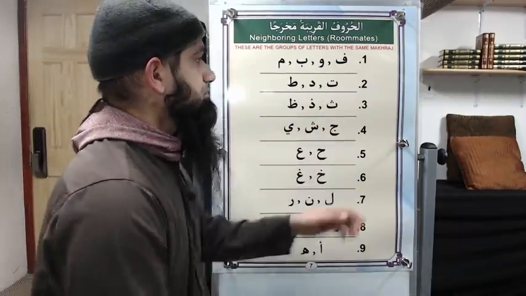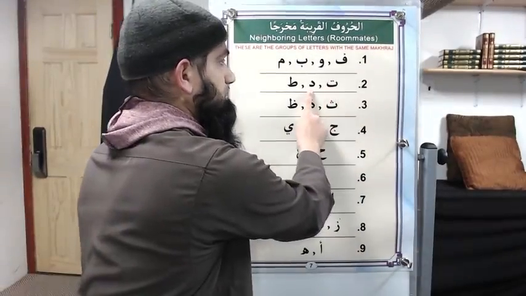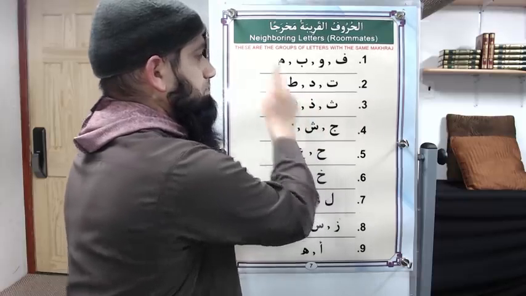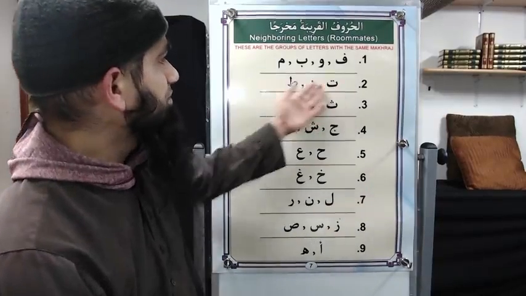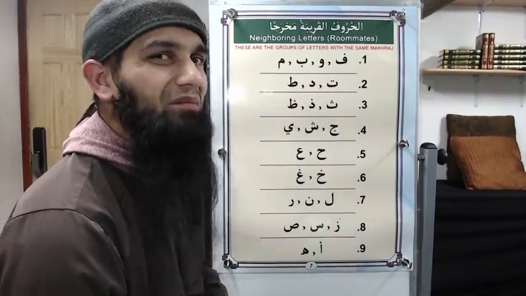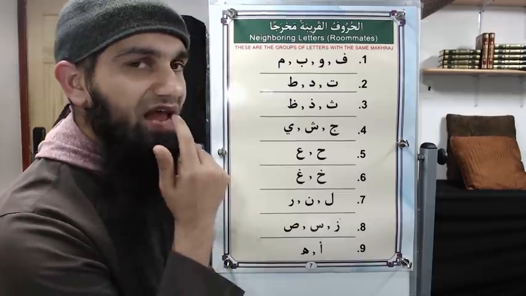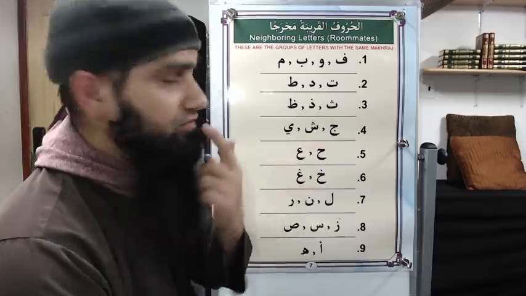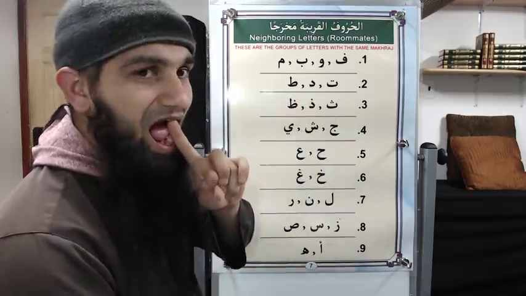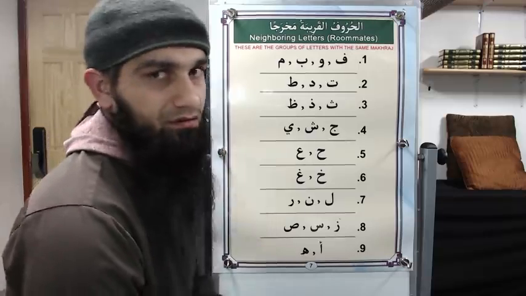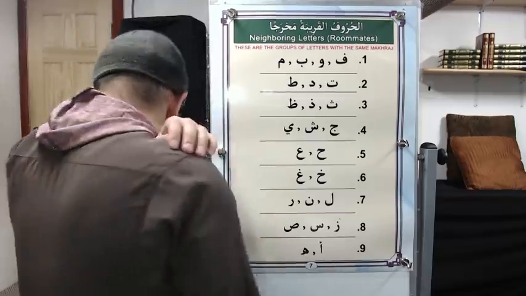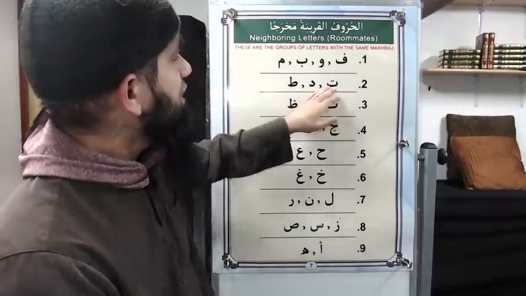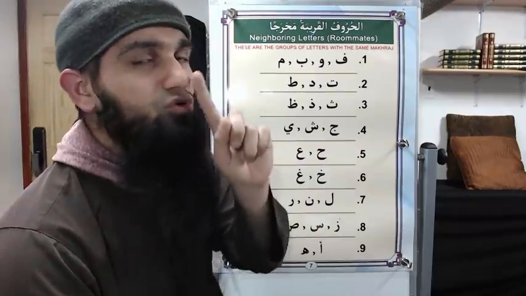Group number 2. Let's read it. Da, Dal, Ta. Okay. What's similar between these letters? They all come from the front flat part of the tongue, which is called taraful lisan, against what? Against the roots of the upper teeth. Alhamdulillah. They come from the front of the tongue against the roots of the upper teeth.